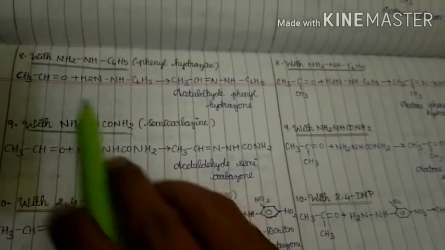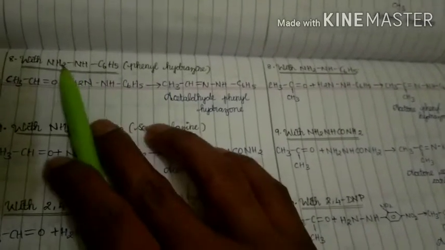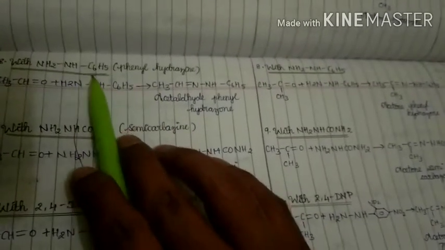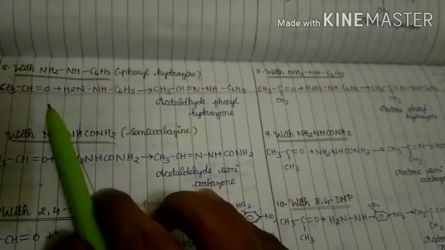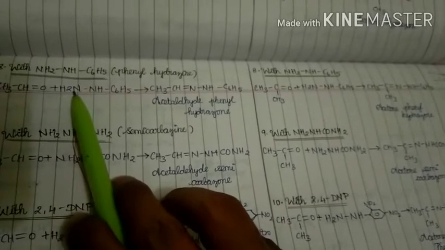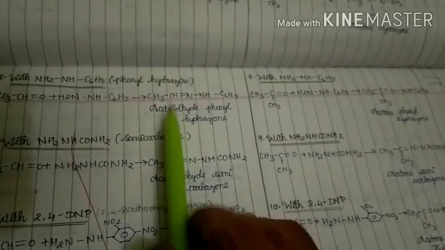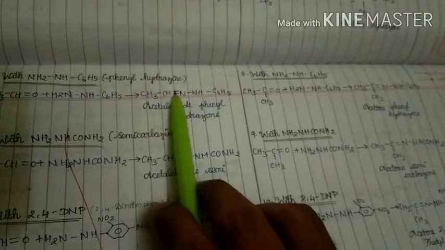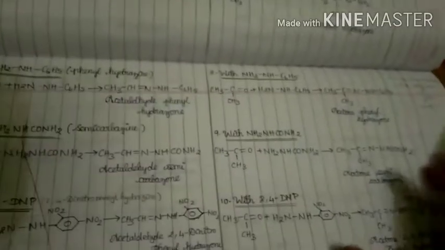Next, some more reactions. When acetaldehyde reacts with phenylhydrazine. Hydrazine means what? NH2, NH2. Phenylhydrazine means if one hydrogen is replaced by phenyl group, that will be phenylhydrazine. Then we get this compound. Here also elimination. That means one O and H2 will be removed. This product will be formed. This product name is what? Reactant name is phenylhydrazine. But product name is what? Phenylhydrazone.